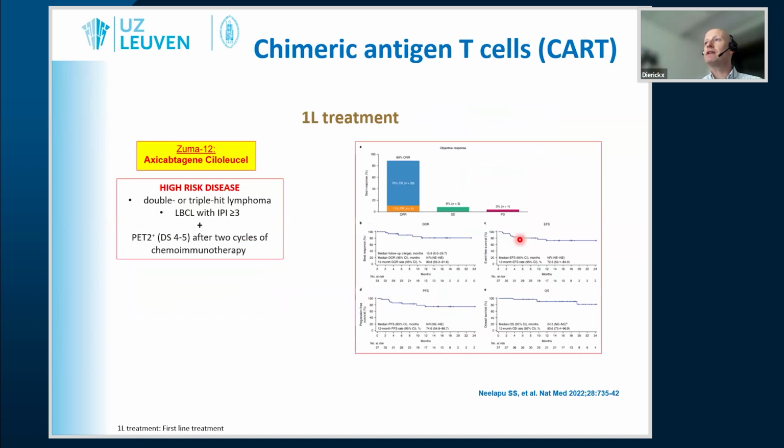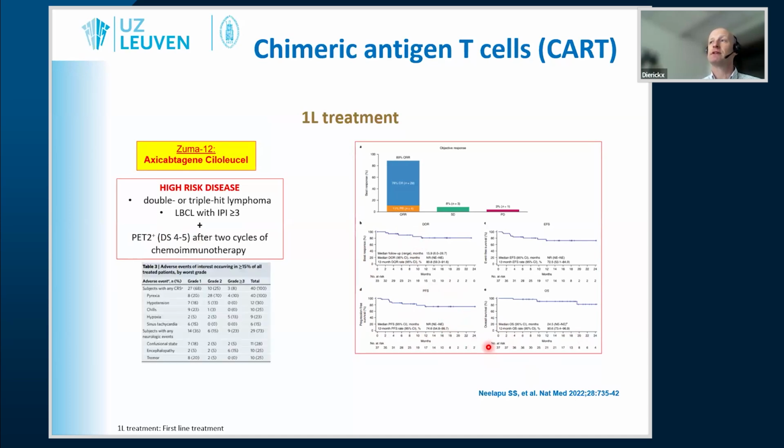There's also one trial in first line. This is in very high-risk disease, double or triple hit lymphomas or large B-cell lymphomas with a very high prognostic score, with insufficient response after 2 cycles of chemoimmunotherapy. And then you see that these patients really have a poor prognosis. When you give them CAR Ts, their prognosis may be more promising, although I have to admit that the follow-up is still very short in this trial. And this is not reimbursed yet.